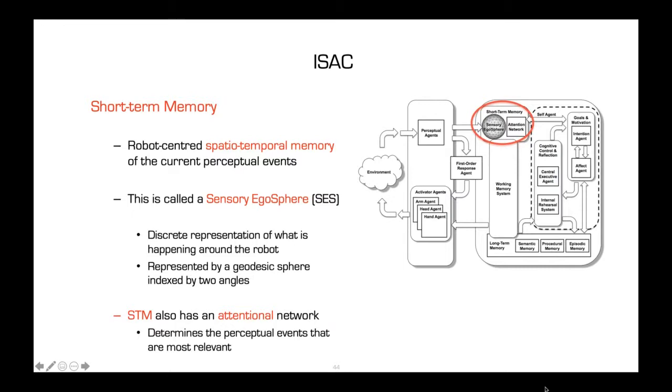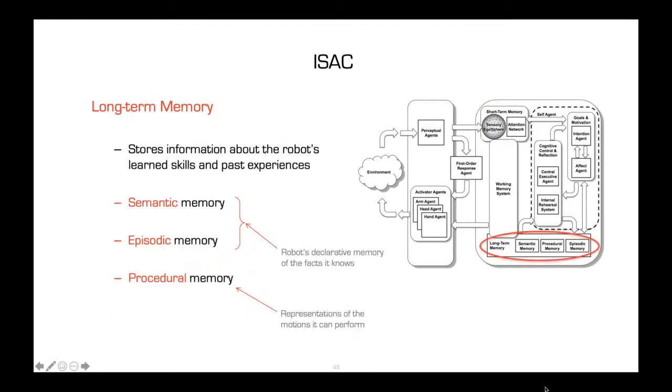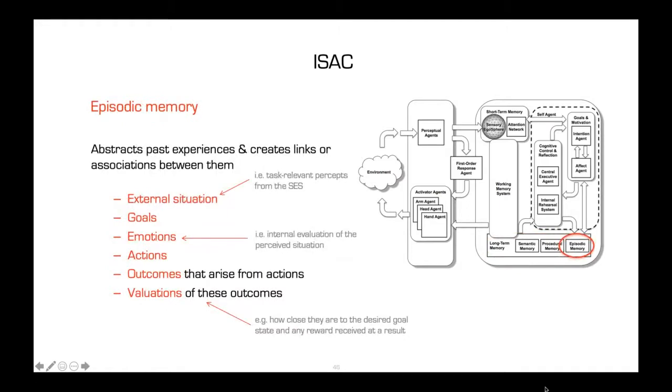Isaac has a sensory ecosphere, which is a way of encapsulating from several modalities everything that's happening around the robot. And it also has an attention system, which is very important in cognitive architectures. Long-term memory comes in 3 different flavors. Again, this is key for cognitive architecture. We've got semantic, episodic, and procedural. Semantic, facts about the world; episodic, autobiographical information; and then procedural, your skills, effectively.